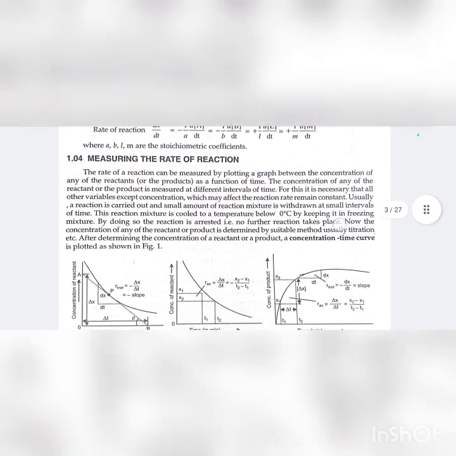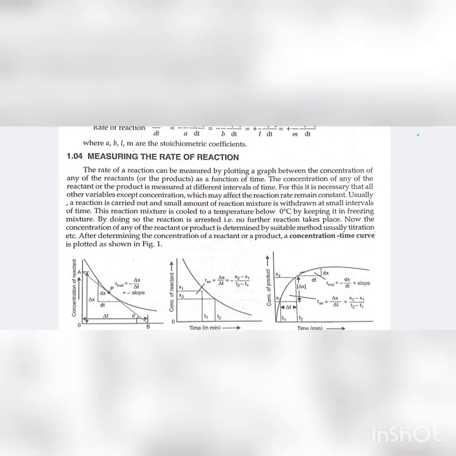Now next is measuring the rate of the reaction. The rate of reaction can be measured by plotting a graph between the concentration of any one of the reactants as a function of time. The concentration of any one of the reactant or the product is measured at different intervals of time. For this, it is necessary that all other variables except concentration, which may affect the reaction rate, remain constant.